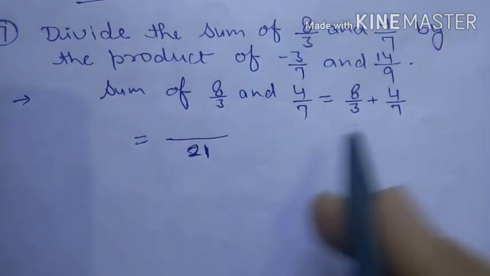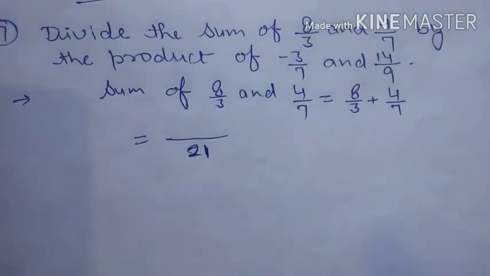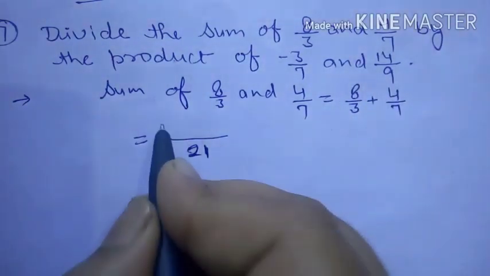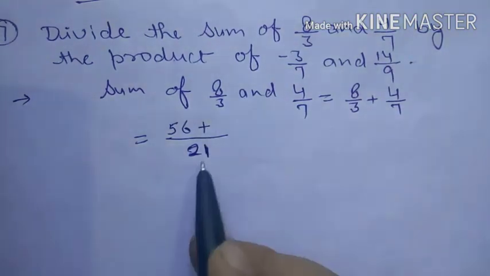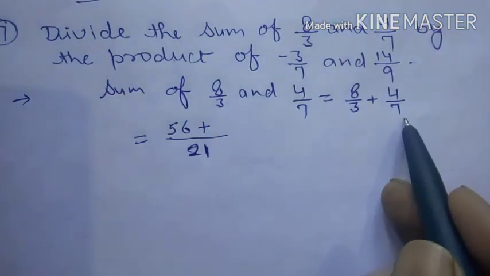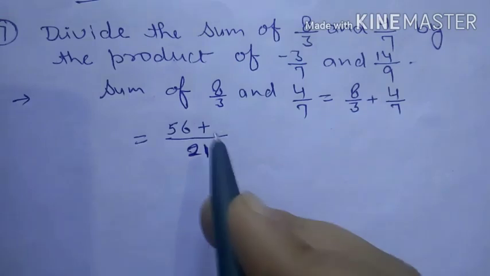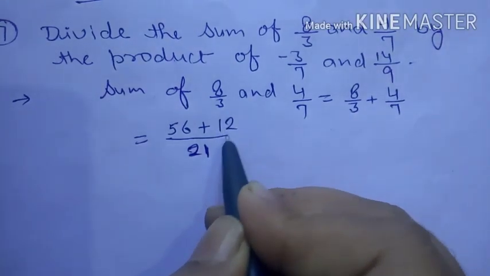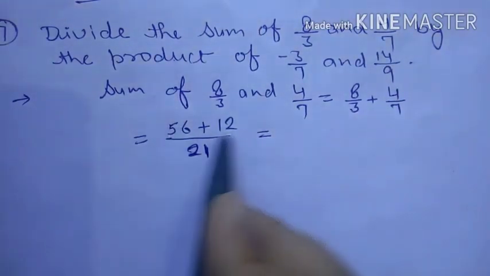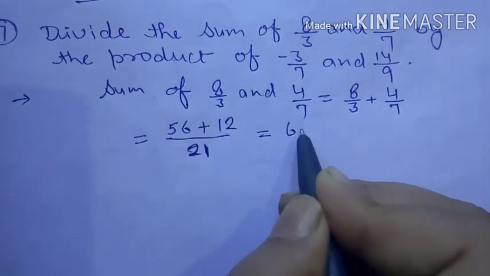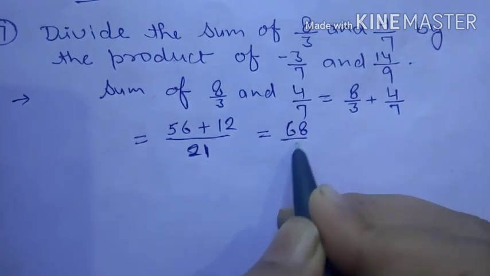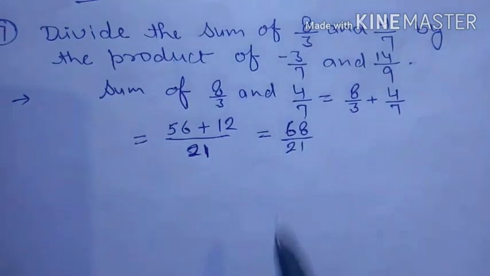Now we divide 21 by 3, and the result is 7. Now we multiply 7 by 8, which is 56. Plus, now we divide 21 by the second denominator 7, the result is 3, and 3 fours are 12. Now we add them. If we add 56 and 12, the result is 68 by 21. Okay students, this is the sum of 8 upon 3 and 4 upon 7.